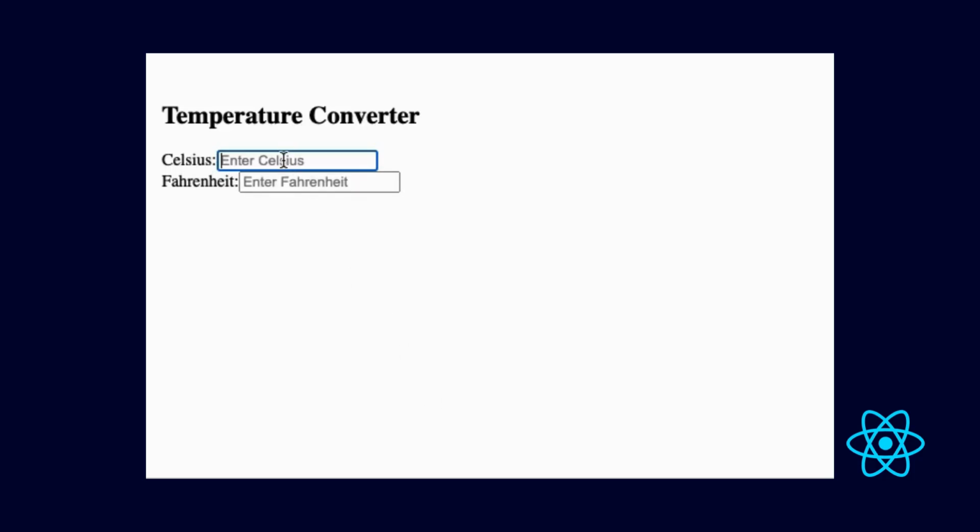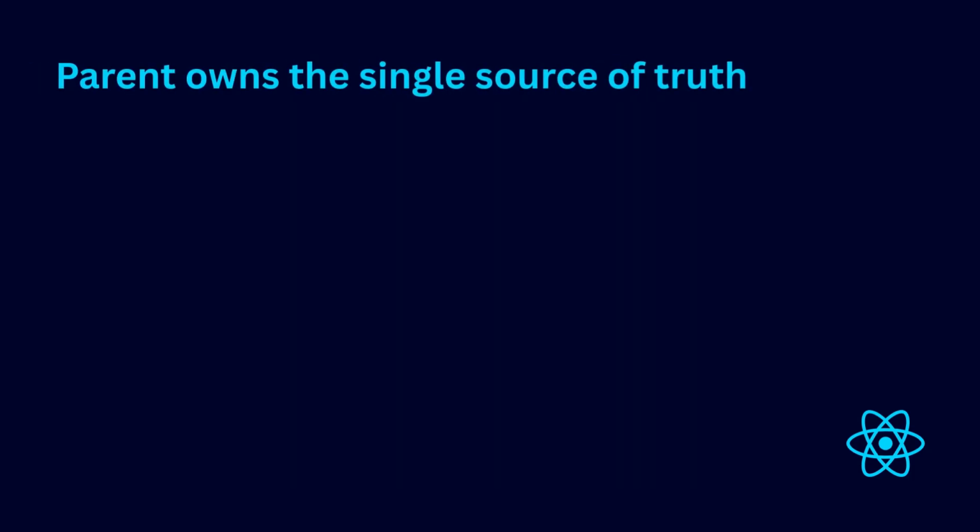This component is deliberately kept stateless. The parent decides what the value should be and this child just renders it. That's the key pattern in React. Children are dumb presenters while parents hold the single source of truth. Now let's see one more example where the parent owns the single source of truth.